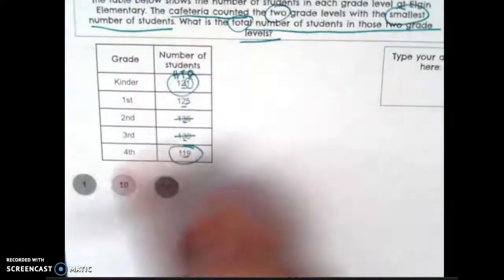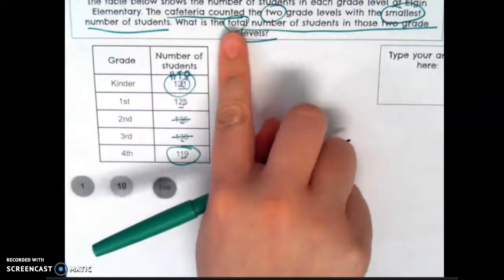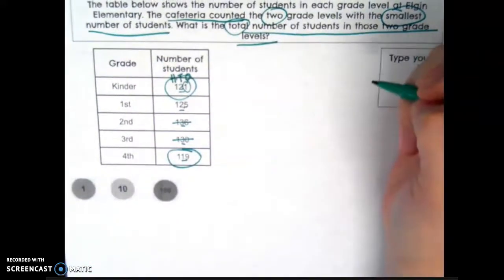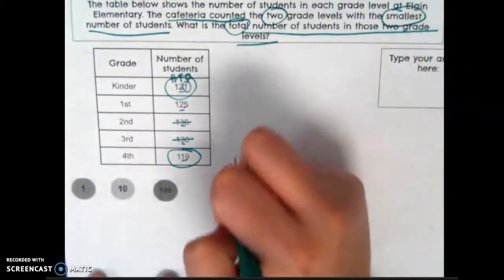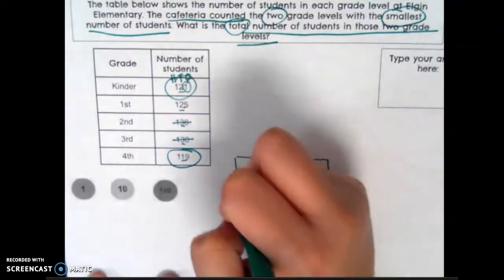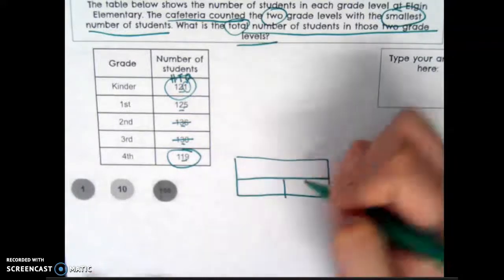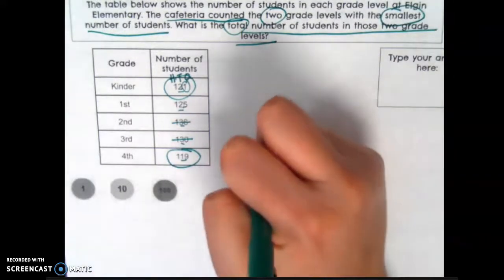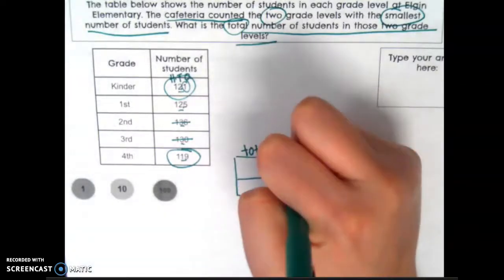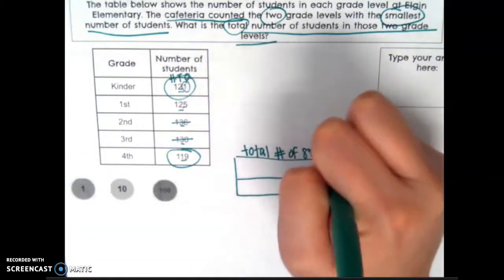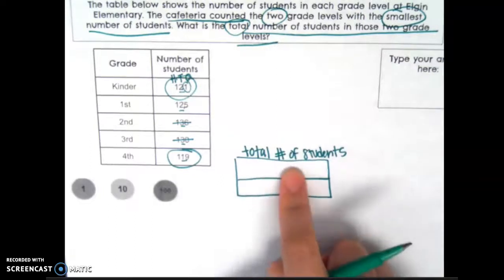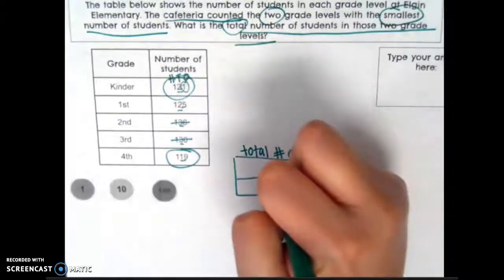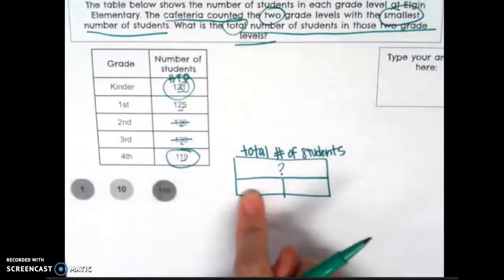Now, you've done the first step of this problem. I want to find the total number of students in those 2 grade levels. If I'm wanting to find the total number of students, do you have a total? No, if you're wanting to find the total, you don't have a total. Total number of students. I don't know this. What is the total number? The question is asking you to find that, but I do know my parts.